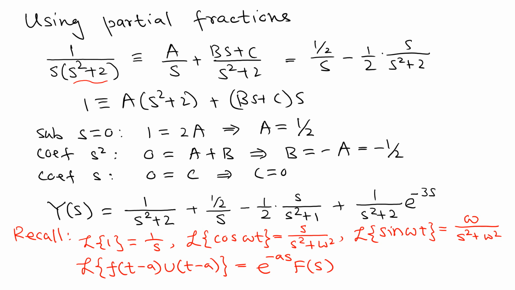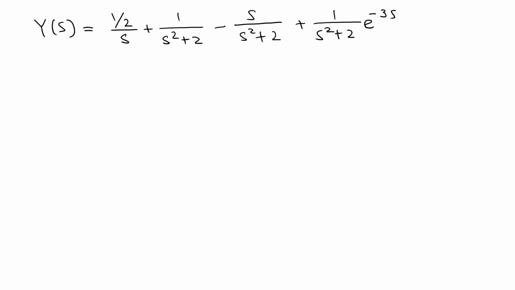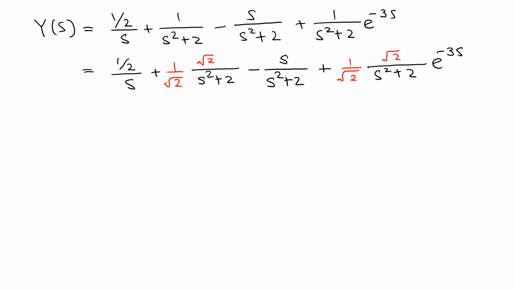Now we're going to manipulate, and you can see, for example, this term doesn't have the right omega term, which is square root 2. So you can multiply and divide that one, and we do the same thing here. The other terms are actually in the right form. So let's do that next. We're going to put in all the missing terms and rewrite it like this. Now we can take the inverse transform term by term.